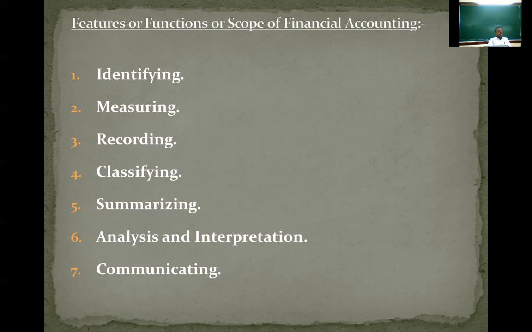Then the sixth one is analysis and interpretation, which is preparation of the final accounts of the company. And the last one is presentation of such financial statements or final accounts before the stakeholders, which is known as communicating. So these are the 7 important functions of accounting.